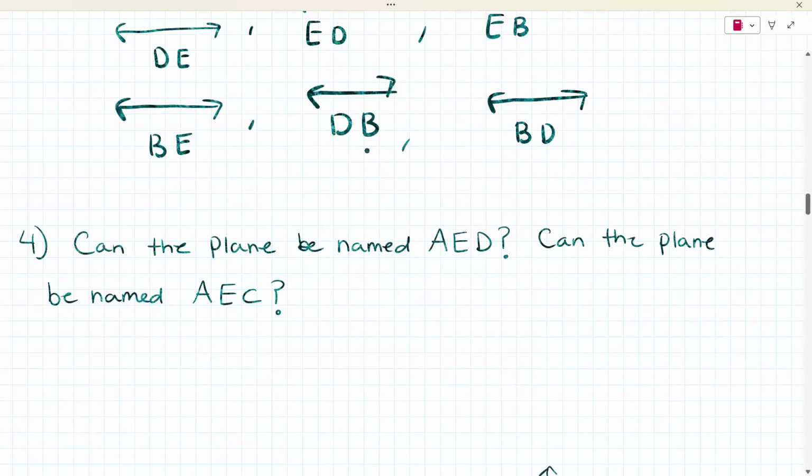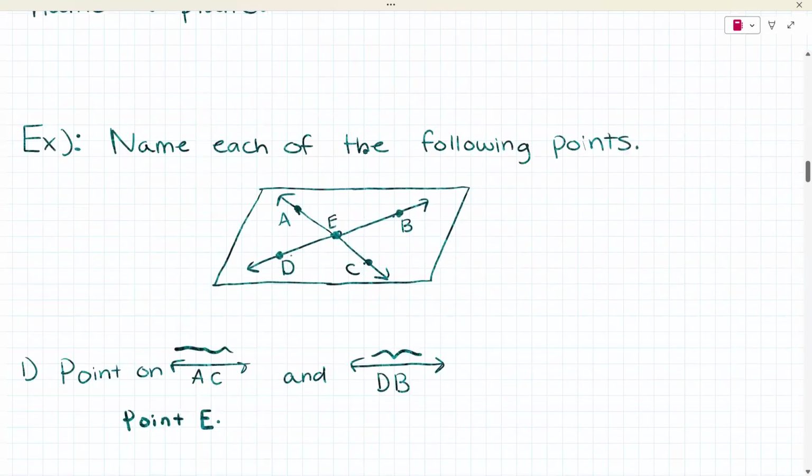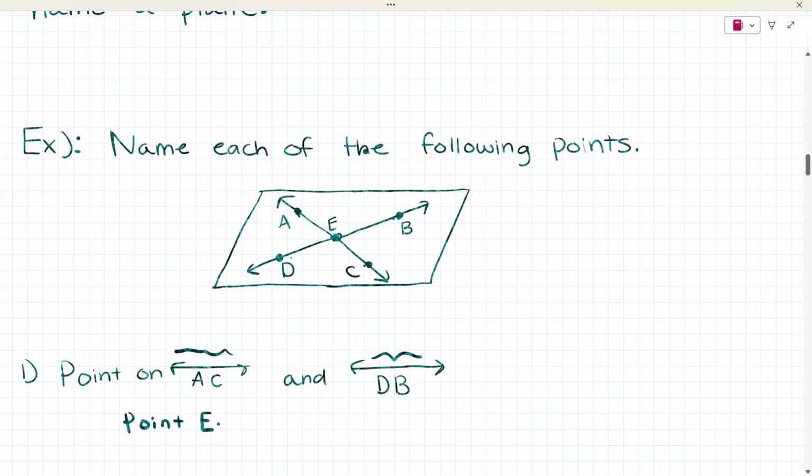So number 4 says, can you make a name plane? Can the plane be named AED? Can the plane be named AEC? So what are the things needed in order to be in a plane? They have to have 3 points, so they both have 3 points, but they also have to be non-collinear, right? So let's see if that's true. So AED, here's AED. There's 3 points in a plane, and these points are what's called non-collinear, right? They're not in the same line. So the first one is true.